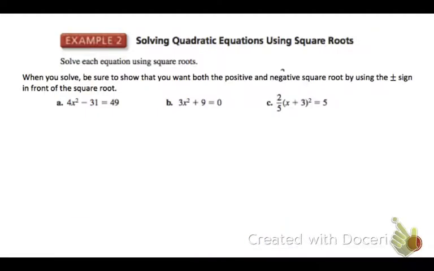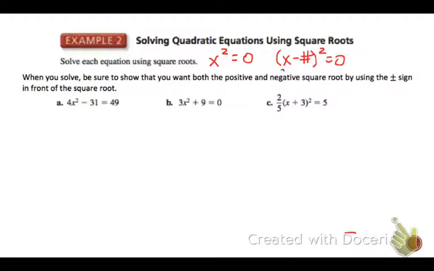So now let's go ahead and solve using square roots. This method is used when you have special forms of your quadratic equation. We don't have y, but we'll have just an x squared term equaling 0, or an x squared expression equaling some number.